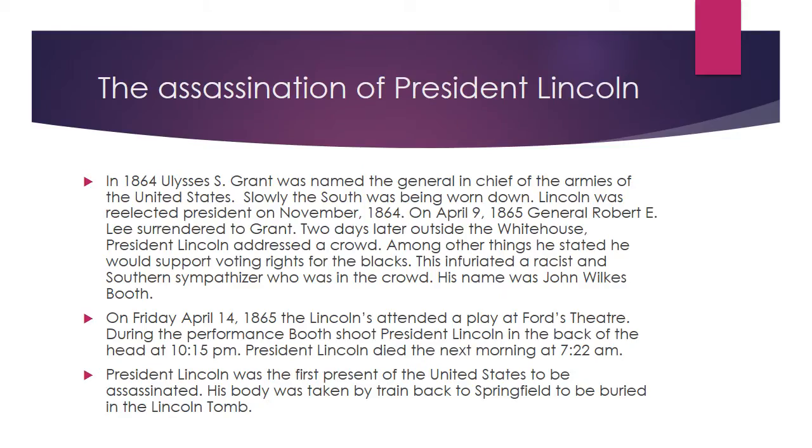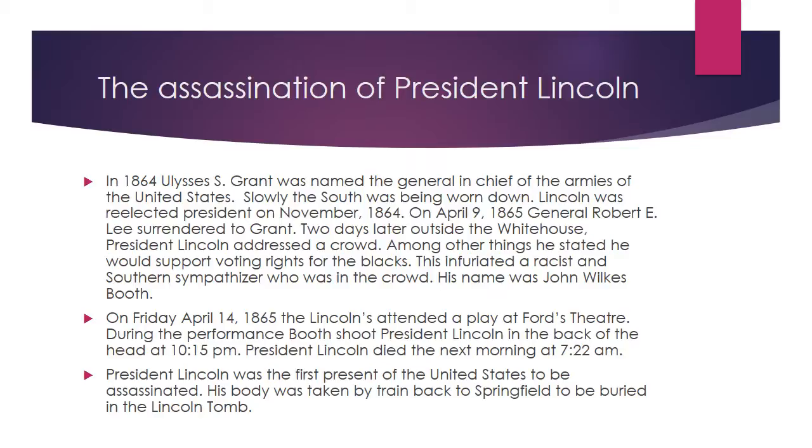On April 9th, 1865, General Robert E. Lee surrendered to General Grant. 2 days later, outside the White House, President Lincoln addressed a crowd. Although talking about several different things, he stated that he would support voting rights for Black people. This infuriated several people within the crowd, and in the crowd there was one particular racist named John Wilkes Booth.